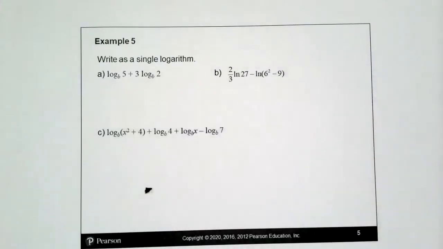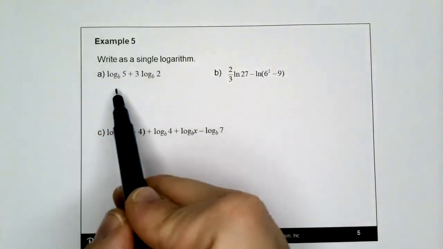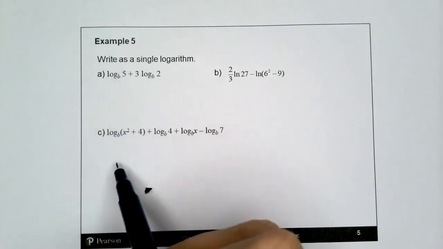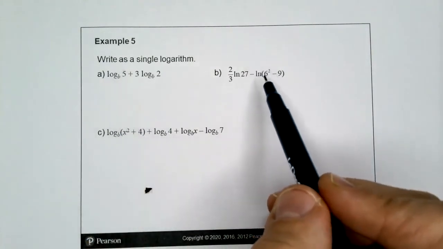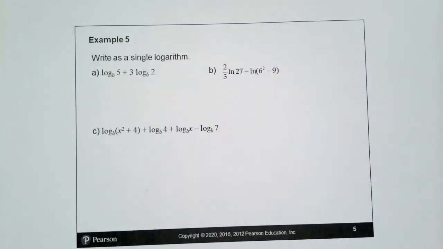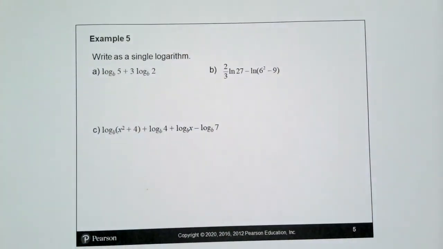If you'll notice, we're still not solving it because we still have a variable here and a variable here. We could solve this one, but it just says write as a single log. It does not say solve. Okay. So now we have log base b of 5 plus 3 log b of 2.